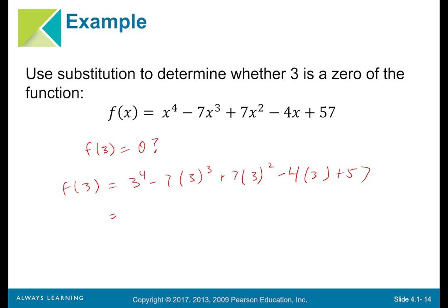Let's see. I have 3 raised to the 4 minus 7 times 3 cubed plus 7 times 3 squared minus 4 times 3 plus 57.